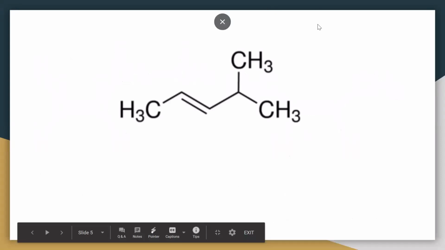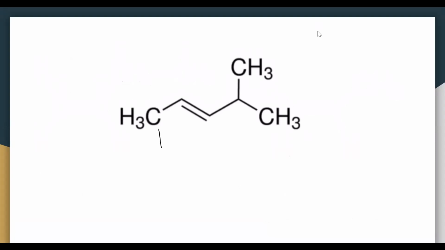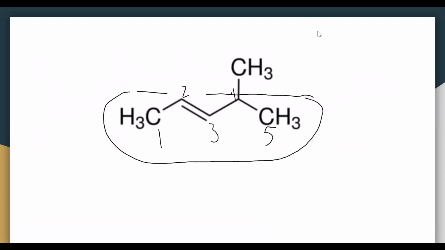So let's do this one. We've got 1, 2, 3, 4, and then it doesn't really matter which direction we go, 5 carbons. So this right here is my main chain. 5 carbons in a row is pentane, but because there's a double bond right here, this is pentene, E and E. And the double bond is on number 2, so it's 2-pentene.